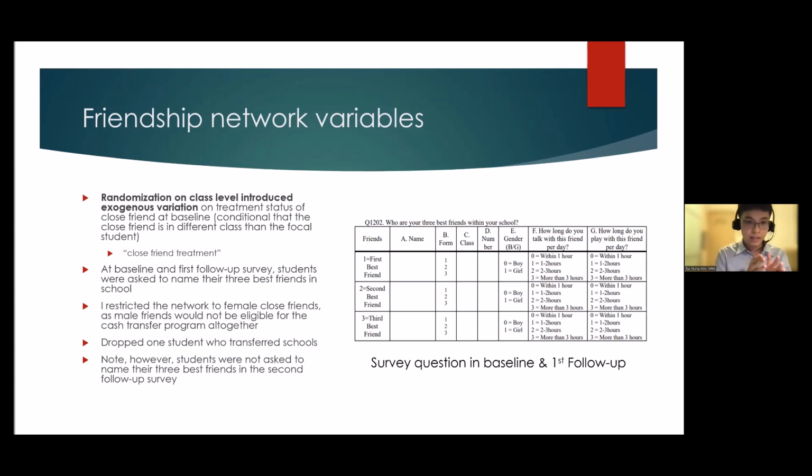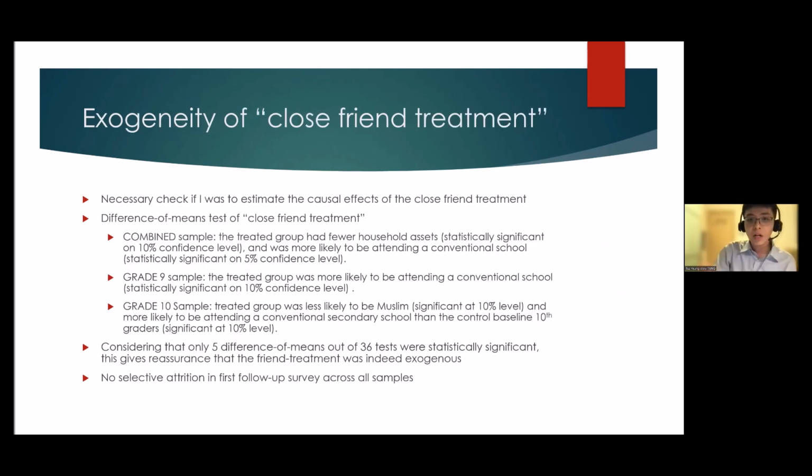Interestingly, at the baseline and at the first follow-up, students were asked to name their 3 best friends in school using a survey question similar to what you see on the right, which allowed me to examine whether or not the treatment actually affected the friendship networks of these students. To make the identification strategy cleaner, I restricted the network to female close friends, as male friends would not be eligible for the cash transfer program altogether.